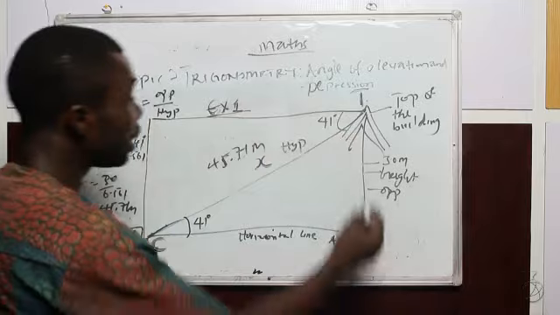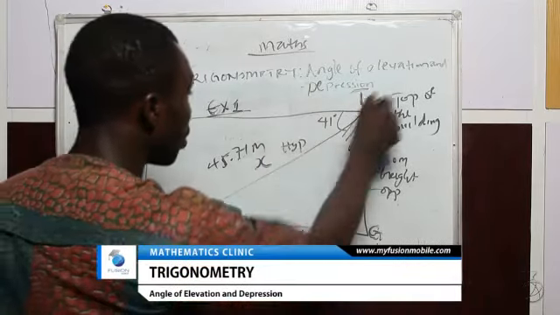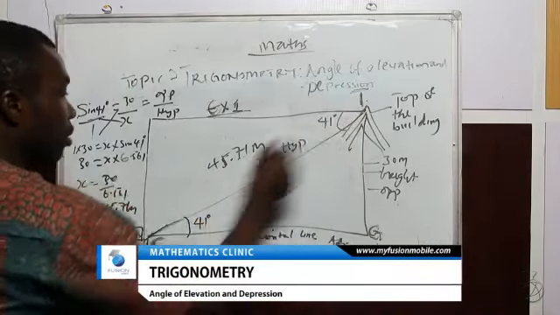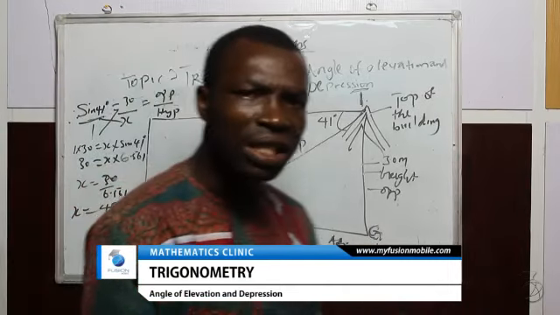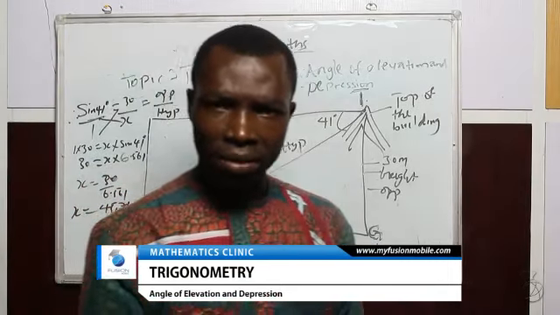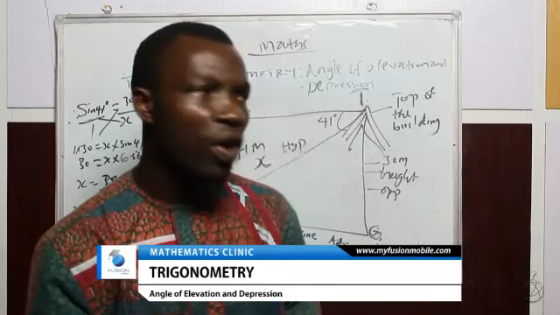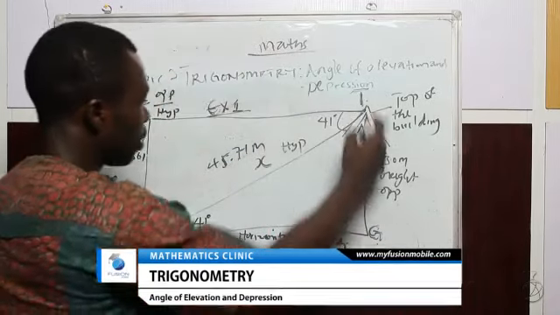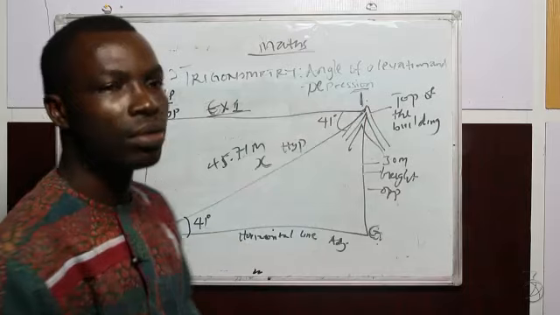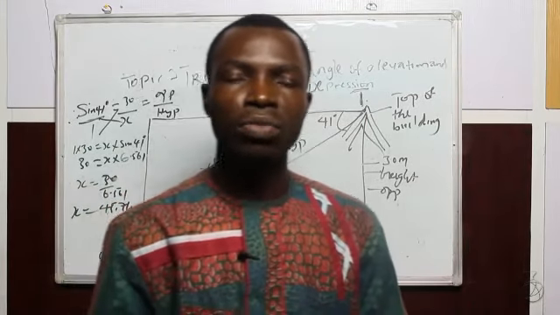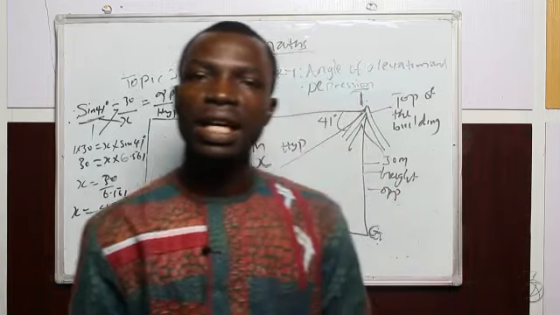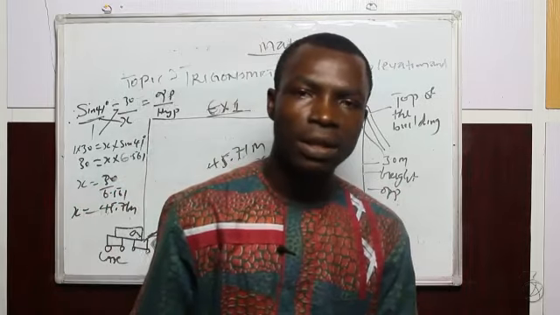The meaning of trigonometry is that it is the measurement of triangles. Virtually everything we have been dealing with has been triangles. This is a right angle triangle, and we have been measuring using the knowledge of Pythagoras theorem and how to calculate sides and angles. With this, I am confident that you will be able to solve questions under angle of elevation and depression.